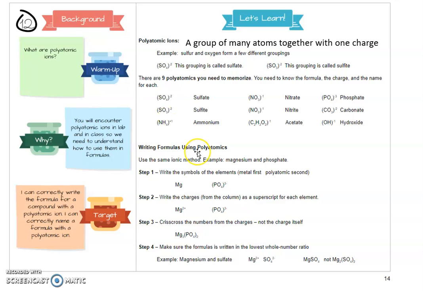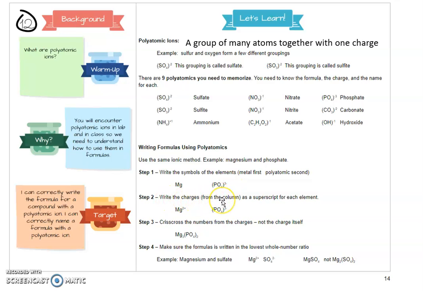But let's talk about how we write their formulas. We actually do it the same way we just did in part 11. You're going to write out what you have. So in step 1, if we use magnesium phosphate, magnesium symbol is Mg. Then we write the whole polyatomic. So phosphate is on this list right here. It's PO4 with a -3.